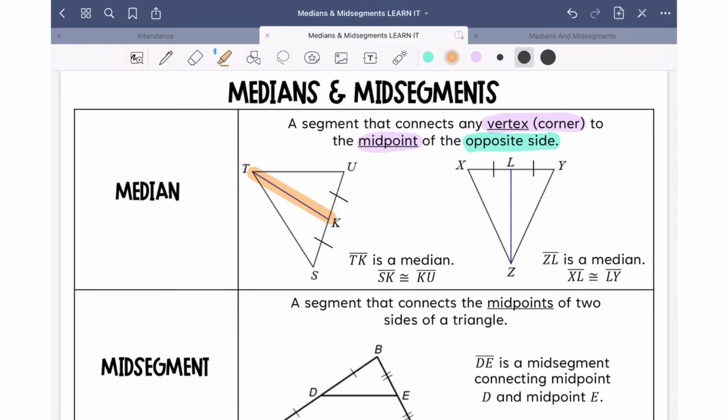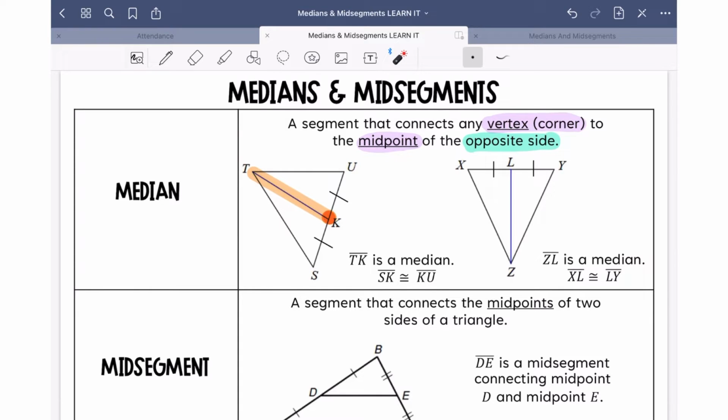One thing you maybe don't remember is what is a midpoint. So my midpoint here was K. K is a midpoint because it is right in the middle of this segment US or SU. And since it's the midpoint, it bisects the segment. And remember, the word bisect means cut in half into congruent sides. So that's why we say that SK is congruent to KU.